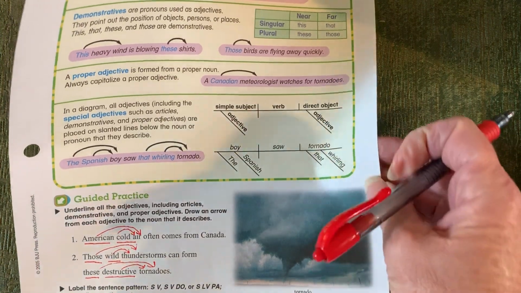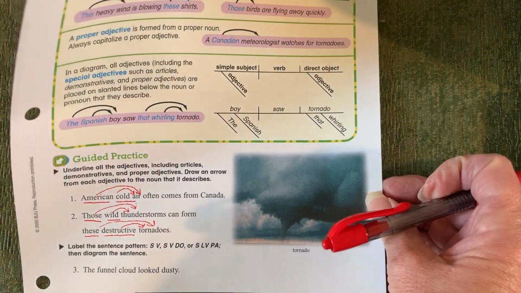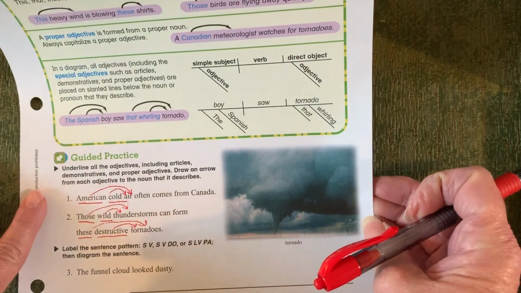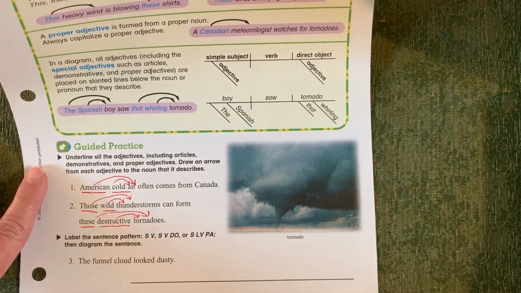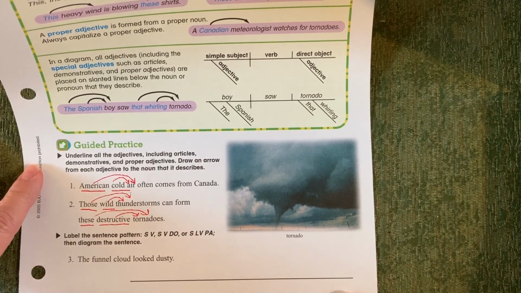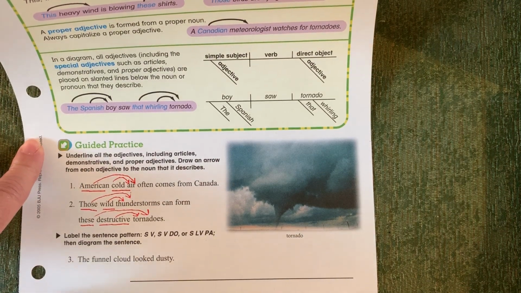Okay, so you need to look for nouns and then look for words that are describing them, including articles a, an, or the. All right, number 3 says label the sentence pattern SV, SVDO, or SLVPA, and then diagram the sentence. Okay, so the funnel cloud looked dusty.